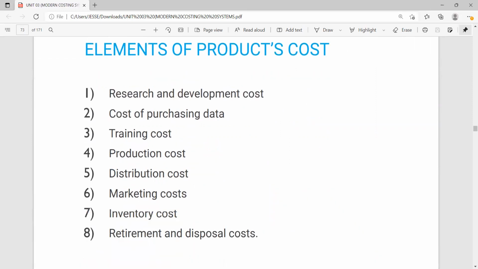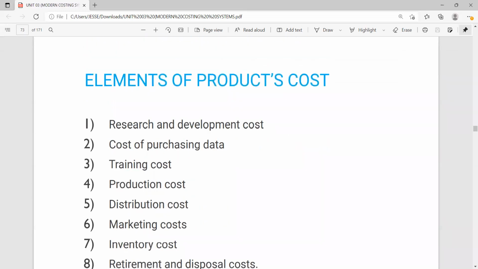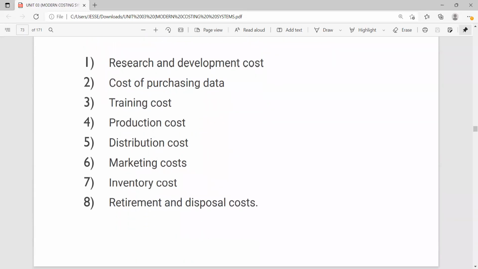Now, what are the elements of a product cost? Number one is research and development. Number two, cost of purchasing data. Number three, training costs, production costs, distribution costs, marketing costs, inventory costs, retirement and disposal costs. All these things are examples of product cost or elements of product cost.